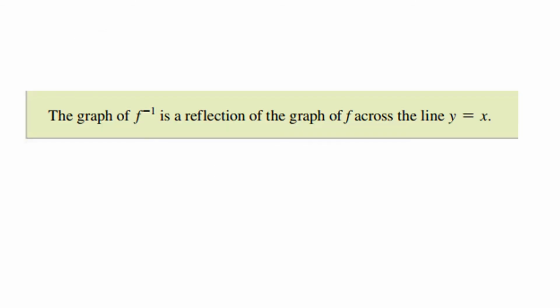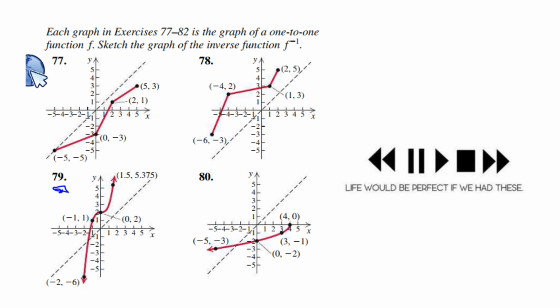We sort of alluded to this before, but now it's becoming clearer and clearer that the graph of f inverse is a reflection of the graph of f across the line y equals x. So if (a, b) is on the function, then (b, a) is on the inverse of the function. And so here's an opportunity for us to test that understanding. We're going to do problem number 79. So in each of these, we have the graph of a 1-to-1 function. You want to sketch the graph of the inverse.